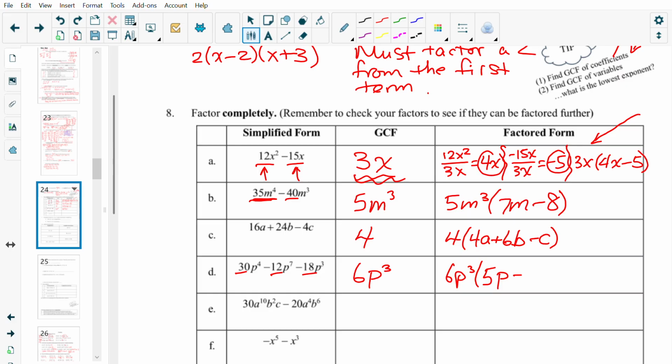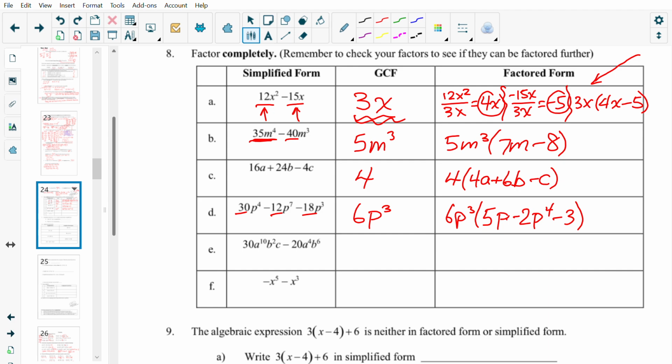Minus 12p to the seventh. Actually, I should do this. I have negative 12p to the seventh. What's negative 12 divided by 6? First the numbers. That's negative 2. And then p to the seventh divided by p to the third. That's p to the fourth. And then negative 18p cubed divided by 6p cubed. I'm factoring out a 6p cubed. What's negative 18 divided by 6? That's negative 3. P cubed divided by p cubed is 1, and we're done.